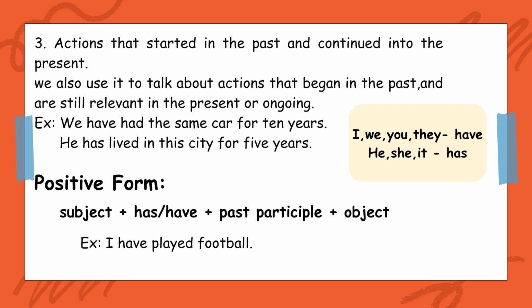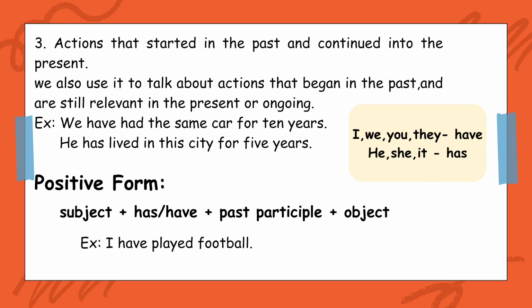Actions that started in the past and continued into the present. We also use it to talk about actions that began in the past and are still relevant in the present or ongoing. Example, we have had the same car for 10 years. He has lived in this city for 5 years. I, we, you, they take have. Third person singular, he, she, it take has.